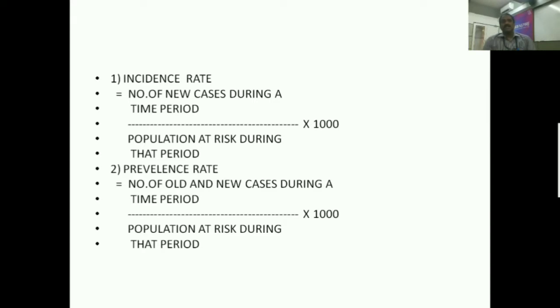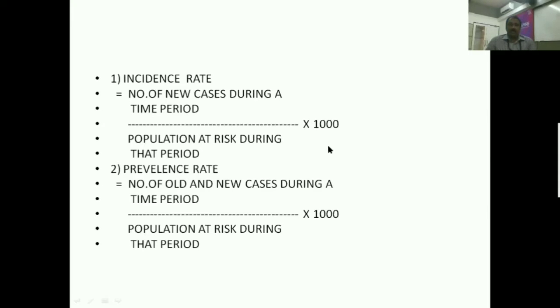Incidence rate is equal to the total number of new cases during a time period divided by the population at risk during that period, times 1000. Once again, the number of new cases during a time period divided by the population at risk during the same time period, times 1000, gives us the incidence rate.